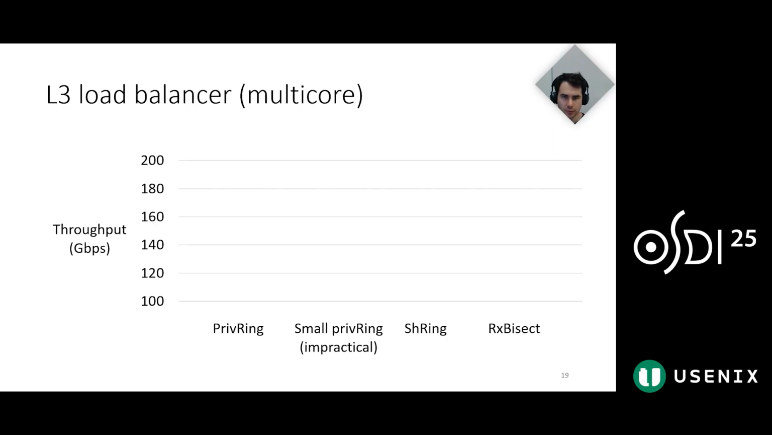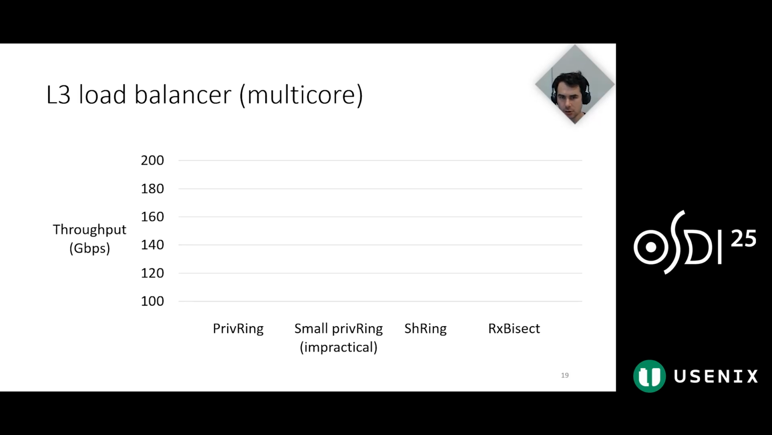To evaluate the performance of rxBisect on a real application, we use a stateful load balancer network function, which rewrites packet headers to spread load among 16 servers. We run the load balancer on all cores and load it with 200 gigabits per second. We compare between the default sized private link per core, which we call priv link, small priv link, which fits in DDIO but will cause loss if traffic is bursty, shRing between 8 cores, and rxBisect between 8 cores.